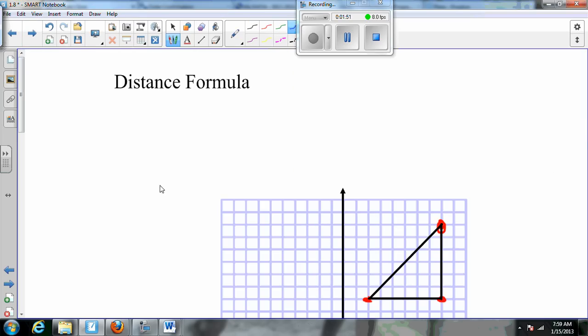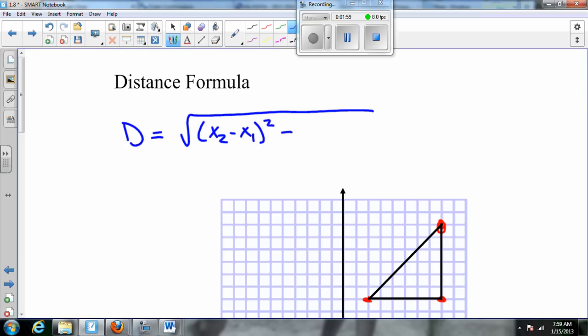Distance formula. Distance is the square root of x2 minus x1 quantity squared plus y2 minus y1 quantity squared. And we use this to find the distance between 2 points in the coordinate plane.